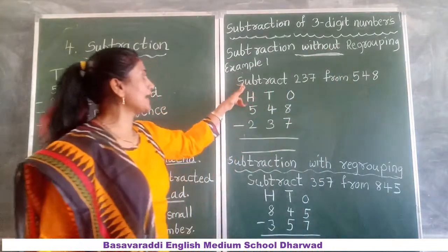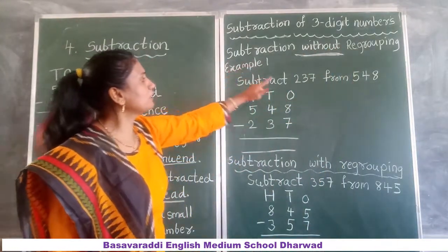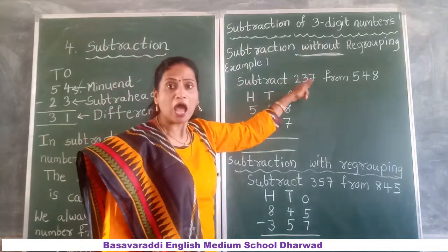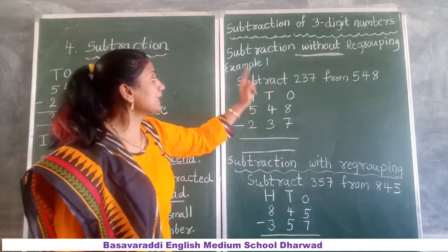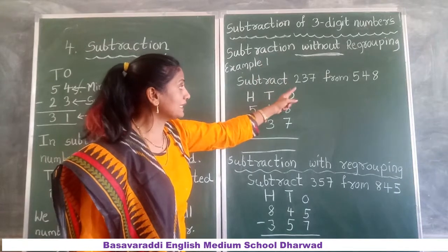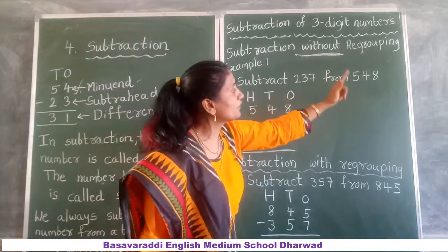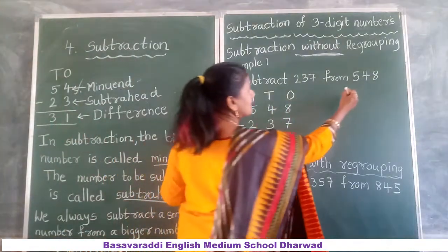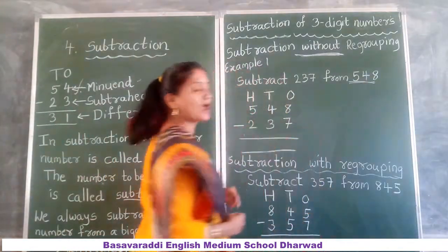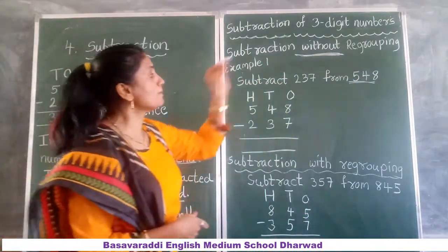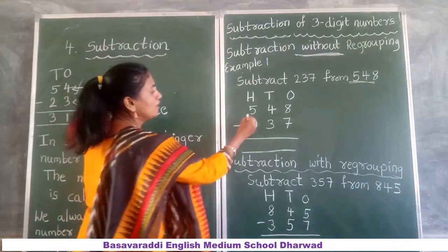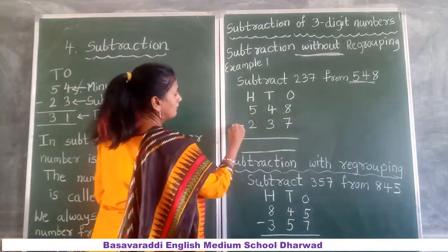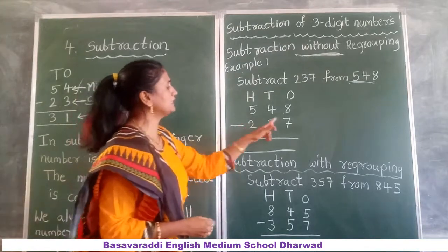Example 1. Subtract 237 from 548. Which is bigger? This is bigger. Always we have to write the bigger one on top. From the bigger, we have to subtract: 548 minus 237.